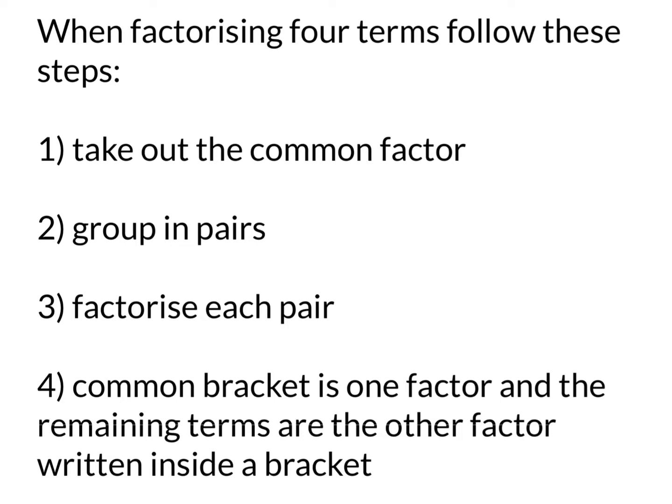Then you factorise each pair individually. So take out the common factor of the first bracket, take out the common factor of the second bracket. And finally, the common bracket that you have, so both brackets should be exactly the same, that is one factor, and the remaining terms are the other factor written inside a bracket. Now, if you don't have the same bracket, then you've either done it wrong or it couldn't be factorised.